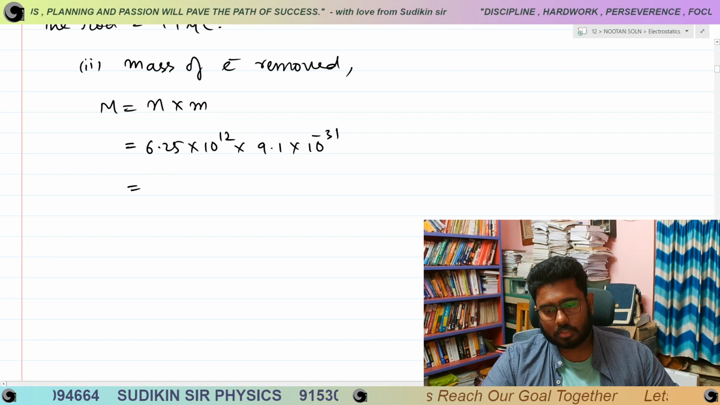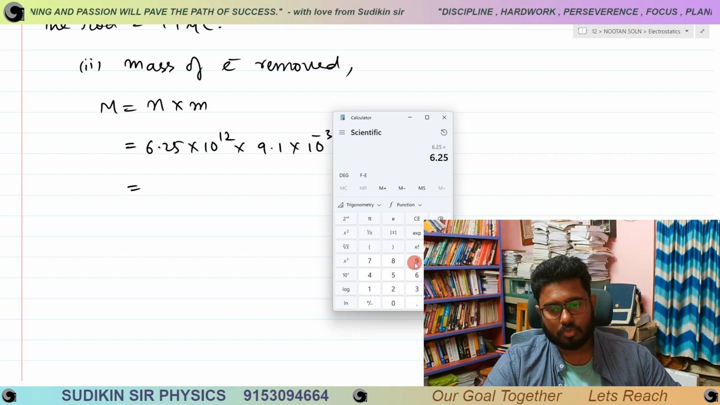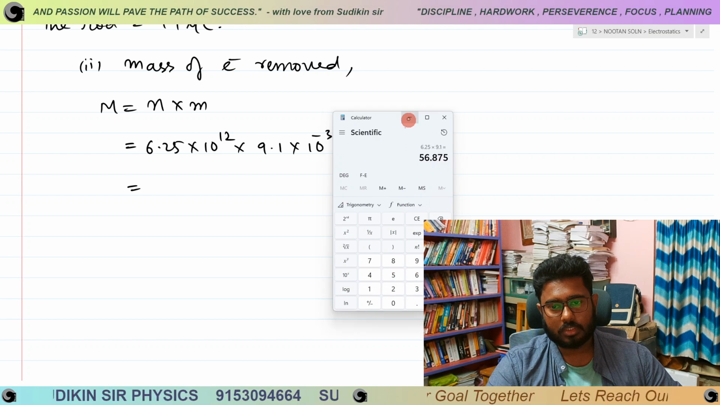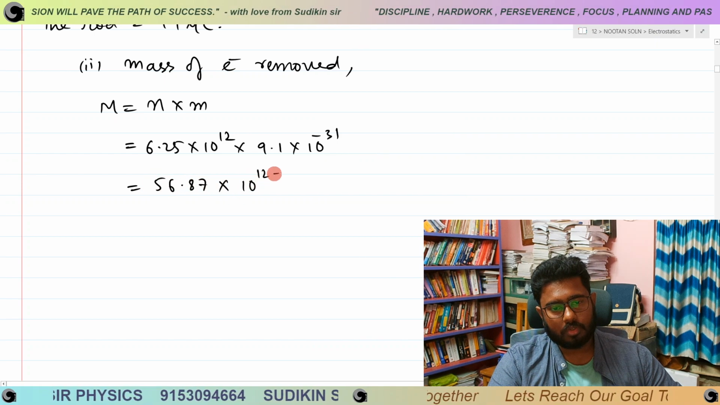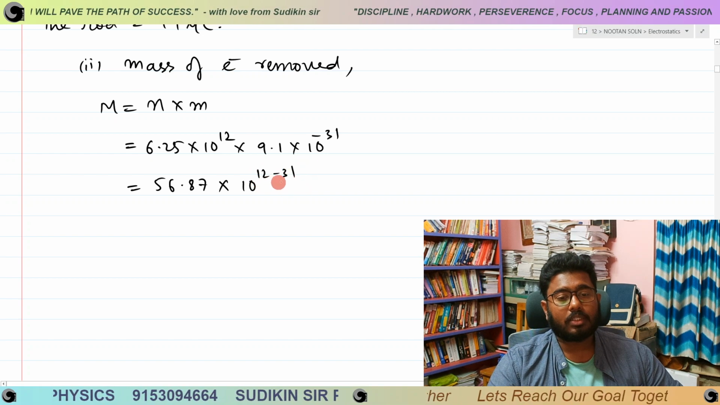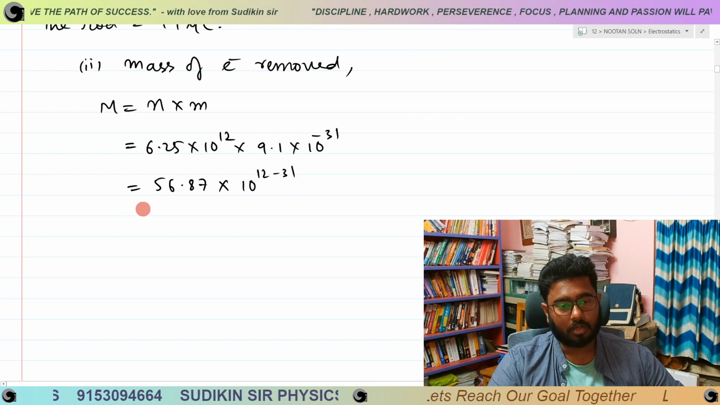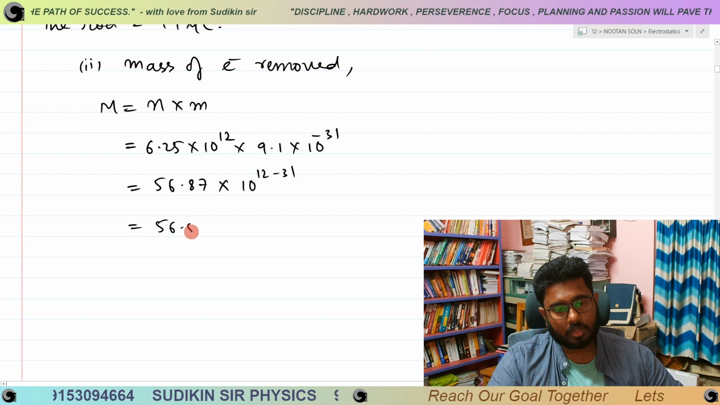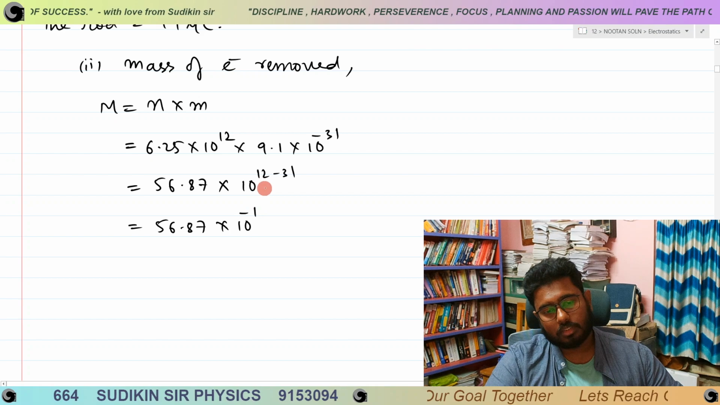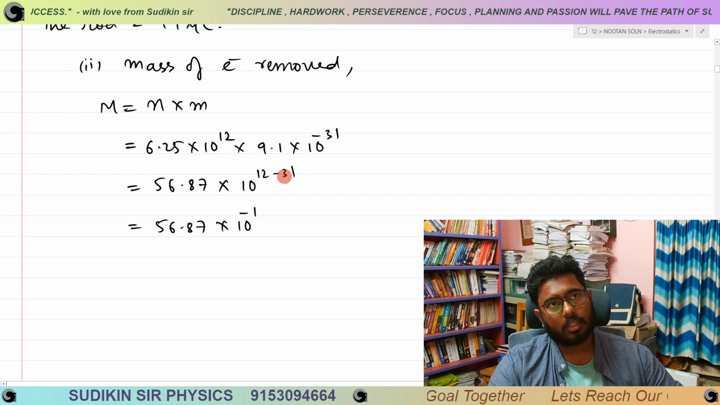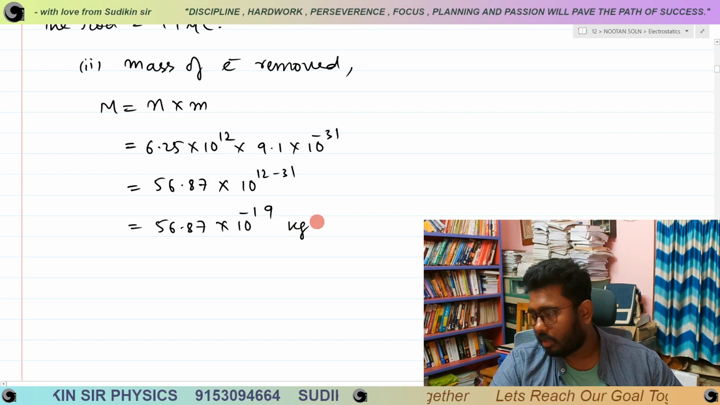Now we need a calculator here. So that will be 6.25 into 9.1, that is 56.87, into 10 to the power 12 minus 31. Now 12 minus 31 will be minus 19, so that will be 56.87 into 10 to the power minus 19 kg. This is the amount of mass it has lost.